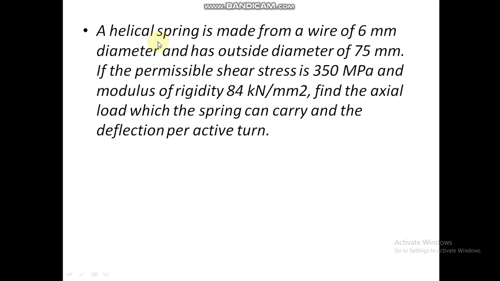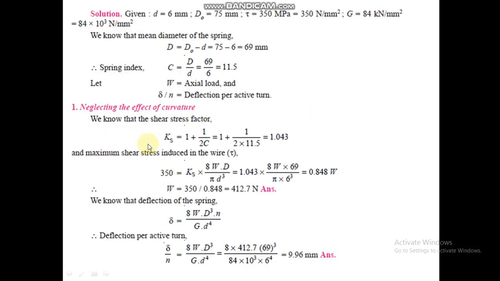Second question: a helical spring is made from a wire of 6 mm diameter, wire dia small d, 6 mm, and has outside dia. So outside dia is given, not the mean dia. Outside coil dia is 75. If the permissible shear stress is 350, modulus of rigidity 84, find the axial load which the spring can carry and the deflection per active turn. So you have to find the axial load and deflection.